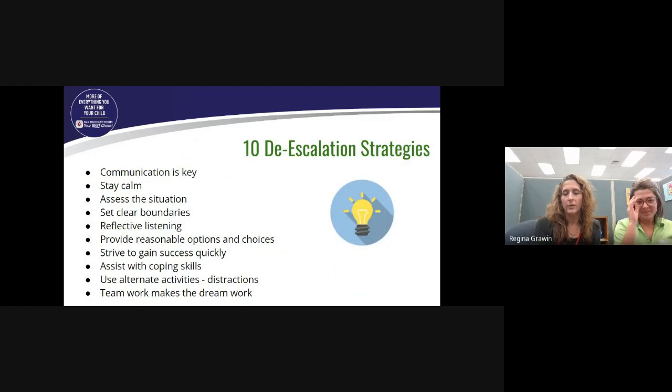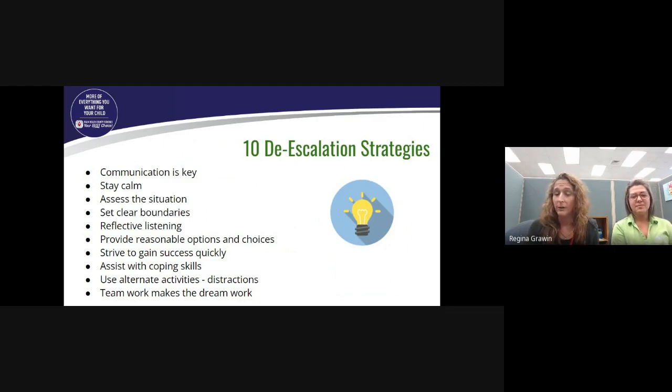So, 10 de-escalation strategies. One would be communication is key, however that is. We sometimes try to use fewer words when we're dealing with a student who's escalated. Sometimes that can just be communicating through gestures or visuals, however works best for that student. You want to stay calm. That means not elevating your voice, and not giving much of a reaction as the student is reacting.